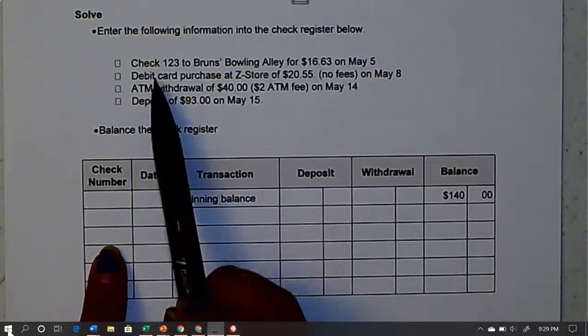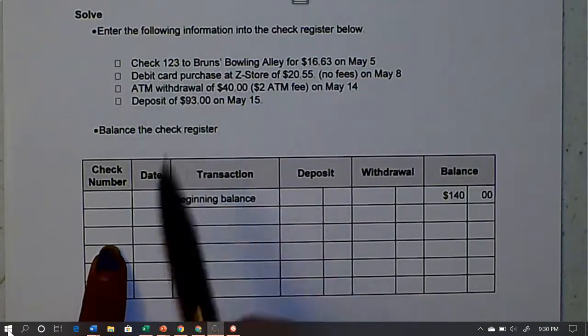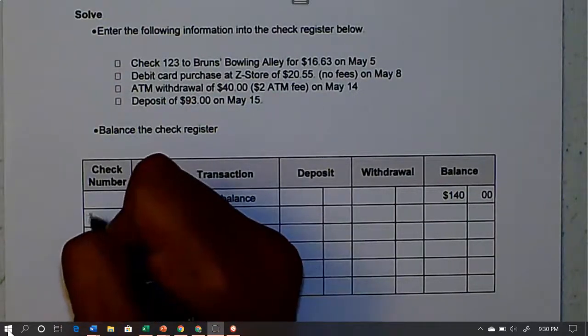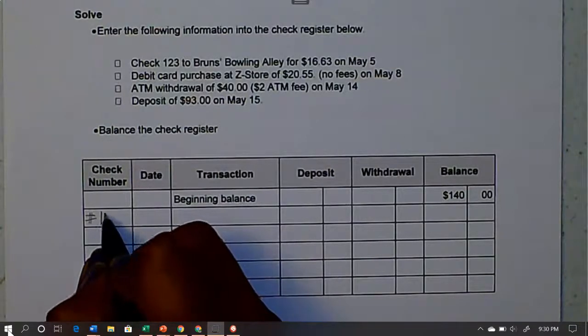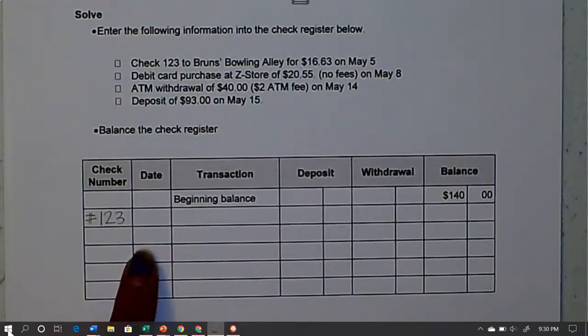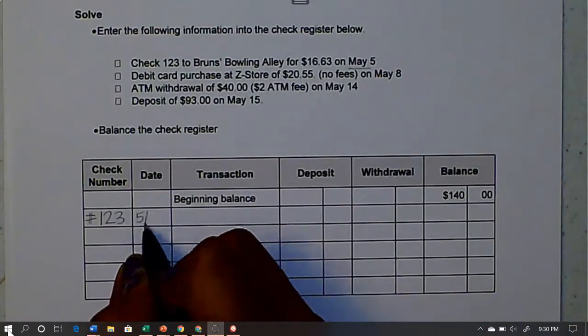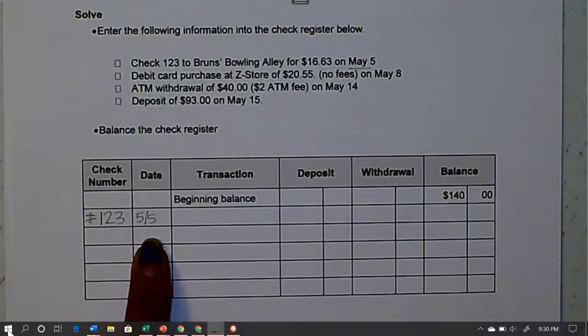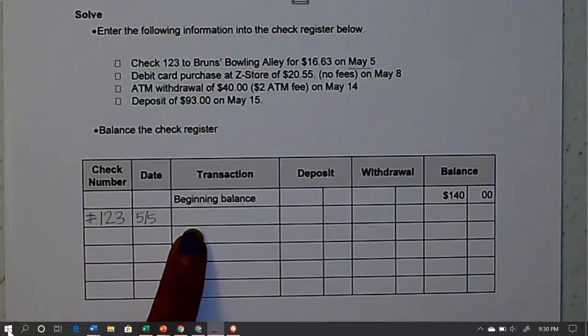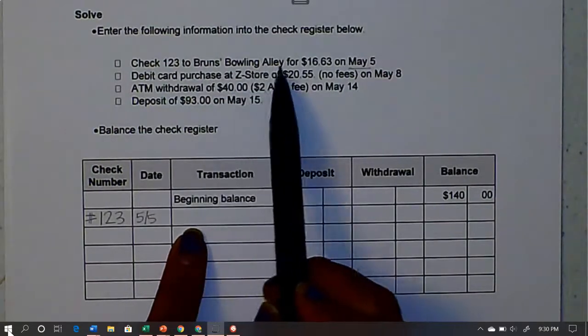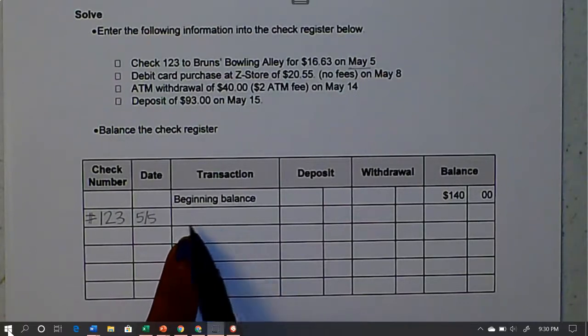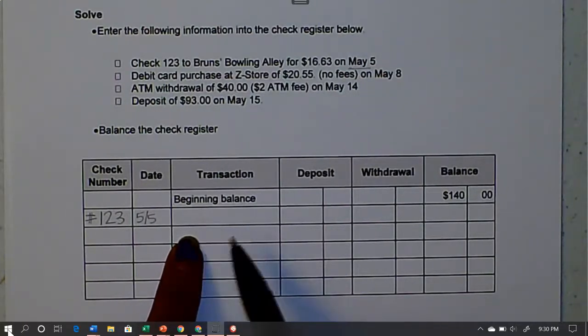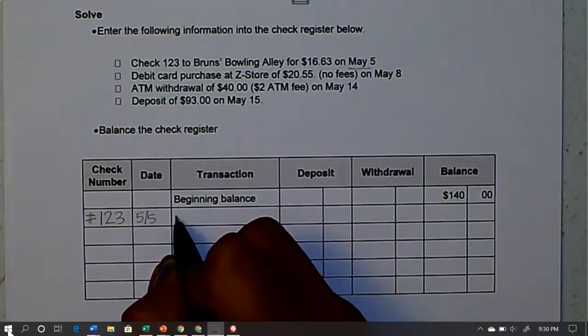So going back to example number 1, it tells us that we use check number 123. So this would go here, check, and I like to put the number sign 1, 2, 3. The date it tells us is May 5th, so I'm going to put 5, 5. And you don't have to put the year, you can if you want, but you don't have to. Now the transaction, this is Bruns Bowling Alley. So I'm just going to put that here. If you don't have enough space, you can just put bowling alley. Again, the transaction is a spot for you just to kind of put something there that would remind you of your actual transaction. So I'm just going to put Bruns.